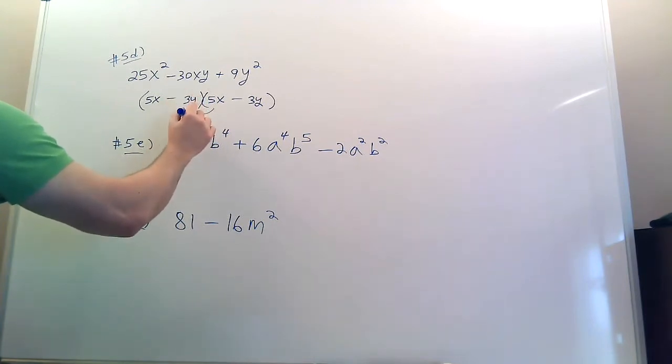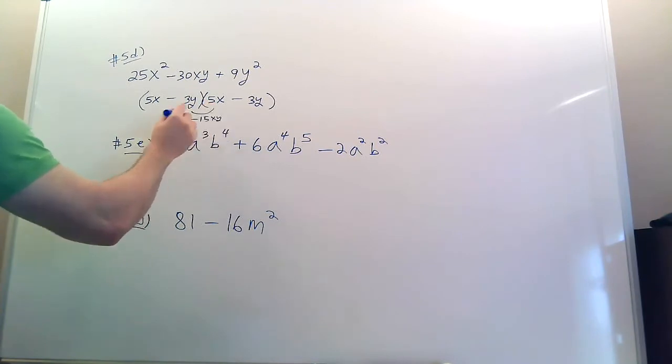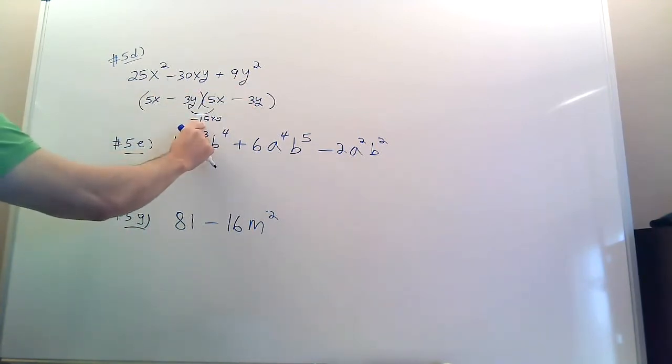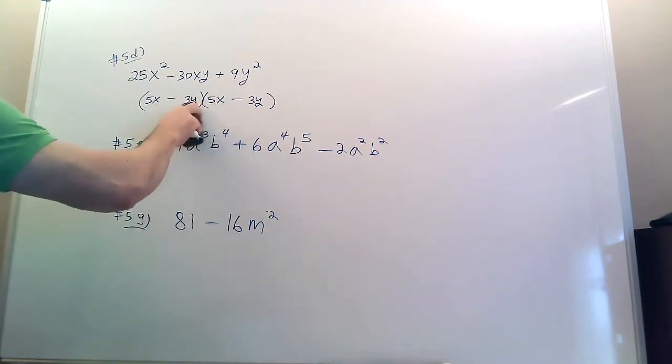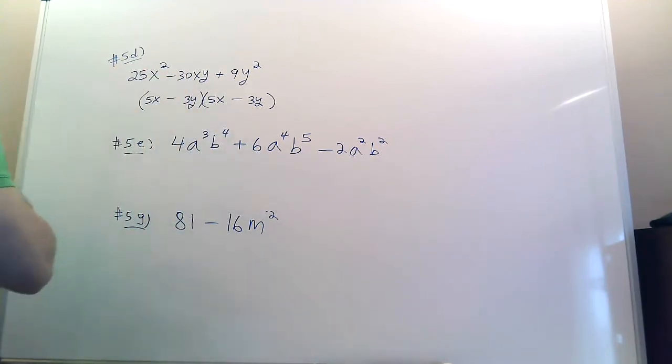Look, you get 3 times 5, right? It's negative. Negative 3 times 5 is negative 15. You get xy. You get it again on the other side. Negative 15 and negative 15 would make negative 30. So you don't have to check this. I'm just showing you that it works. You do get the 30 in the middle.